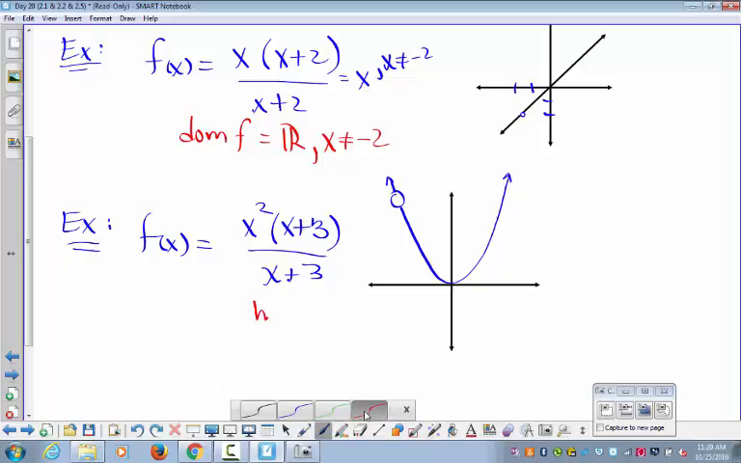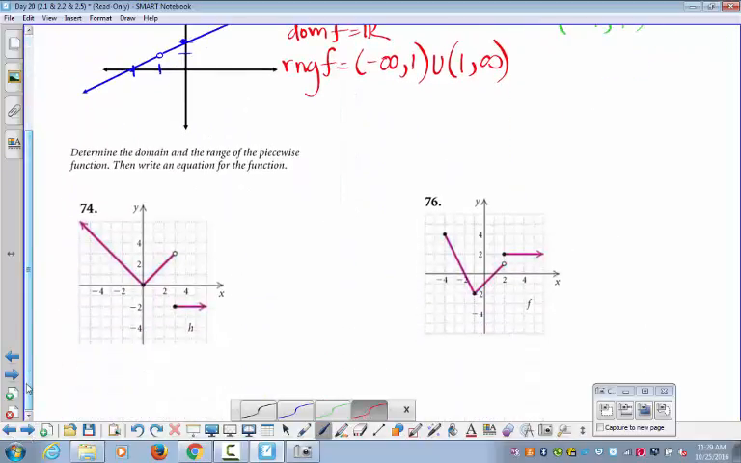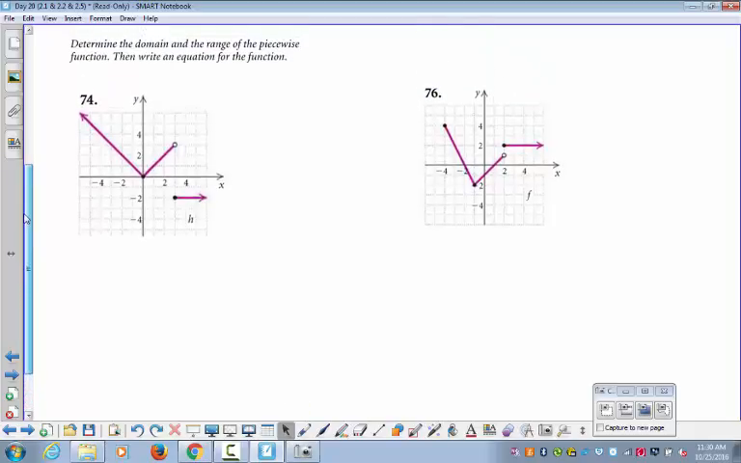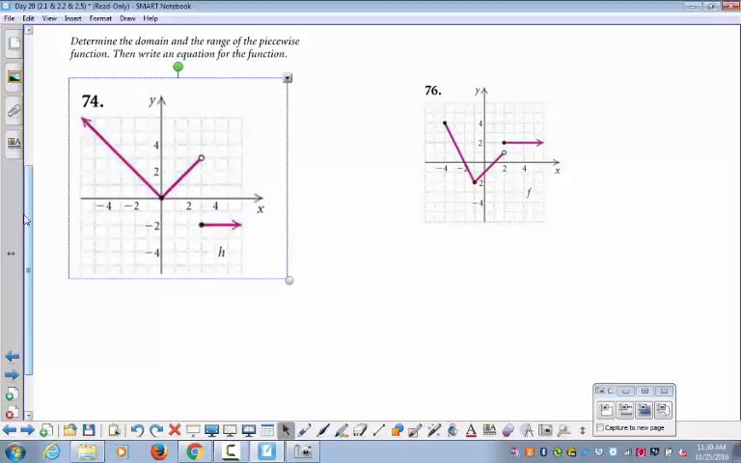So this will have a hole at -3, 9. We get the 9 if we cancel these common factors and plug the x value of the hole right there to get the y value. And so again, if the numerator doesn't have a common factor, you get an asymptote. But if it does, you get a hole. Let's go back to here and finish these guys off. Determine the domain and range, and then write an equation for the function.